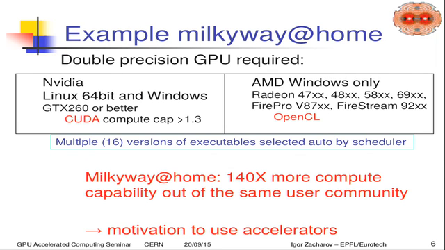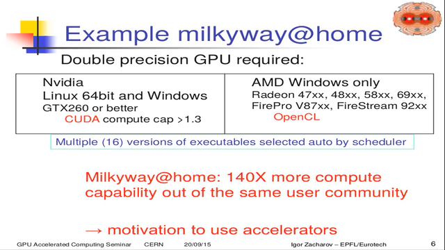Now, just going to another example, Milky Way at home, which is another project for the volunteers. They have ported their software to usage of GPUs a few years ago. Of course, they have to handle different hardware. Is it Nvidia? Is it AMD? What kind of combinations? Overall, this increases substantially the load on the team who develops software. Like 16 versions of executables are provided by the Milky Way at home team to satisfy all different hardware out there.